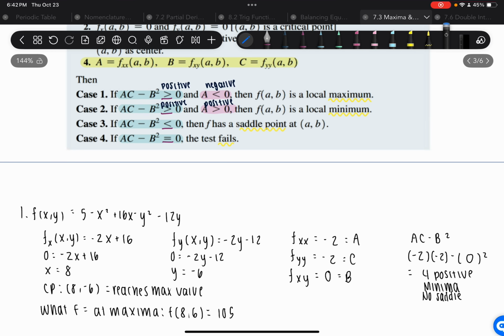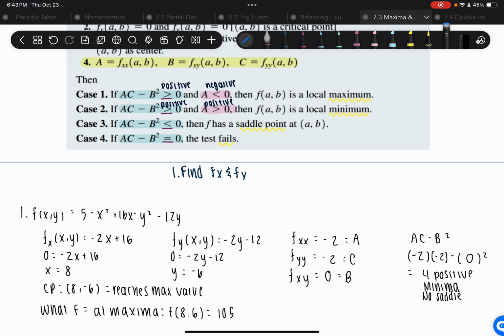Let's look at this example. I have the equation f of xy equals 5 minus x squared plus 16x minus y squared minus 12y. The first thing I am going to do is find f of x and f of y. So the first thing I'm going to do is find the derivatives for those.